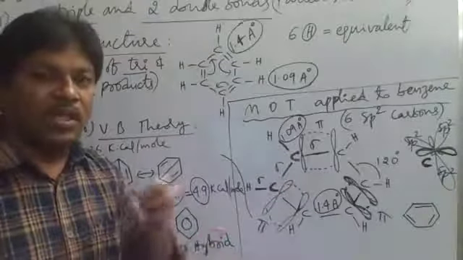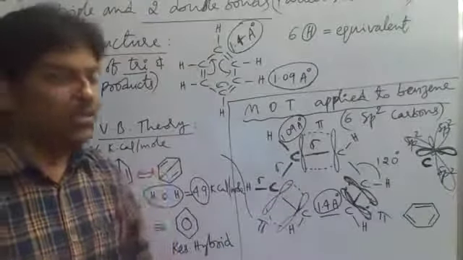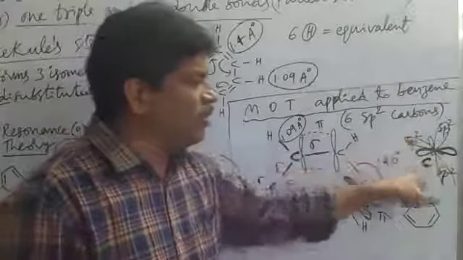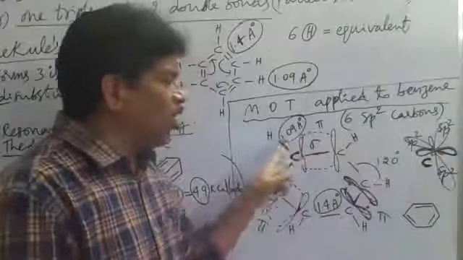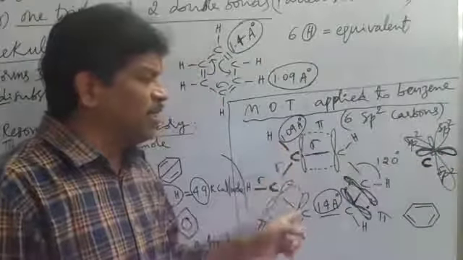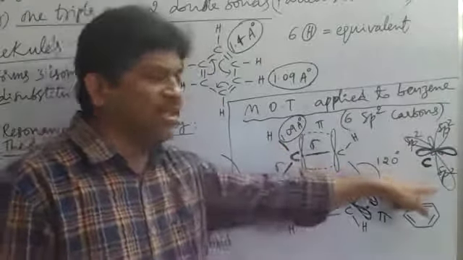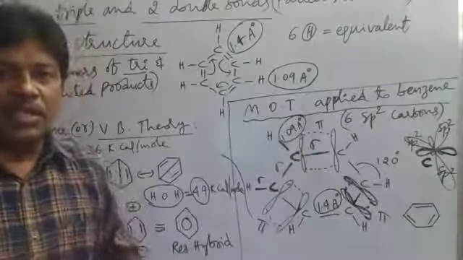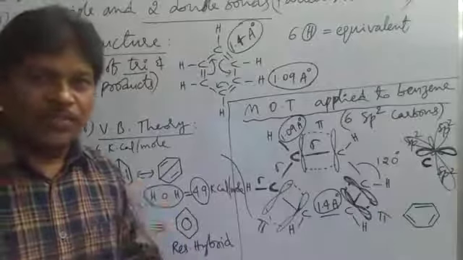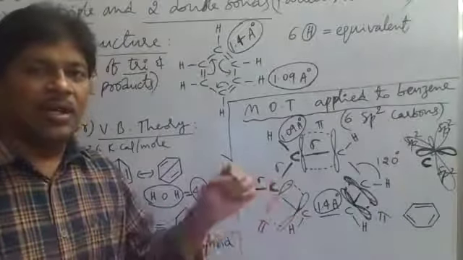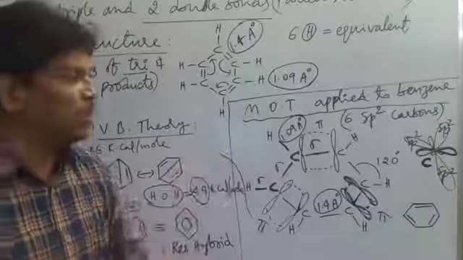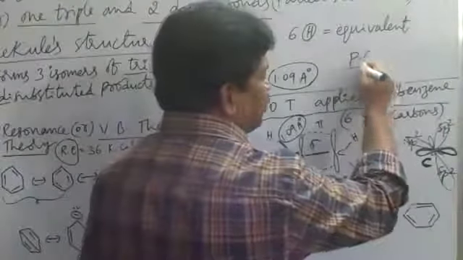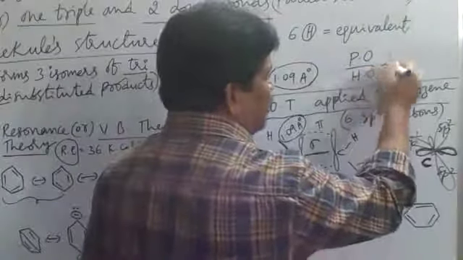Next, how many hybrid orbitals are present in benzene? Each carbon atom has how many sp2 hybrid orbitals? 3. Totally how many carbon atoms? 6 carbons, 6 into 3 in each, so 18 hybrid orbitals are present in benzene and 12 pure orbitals are present. So sometimes they ask you the ratio of pure orbitals to hybrid orbitals, or the reverse.